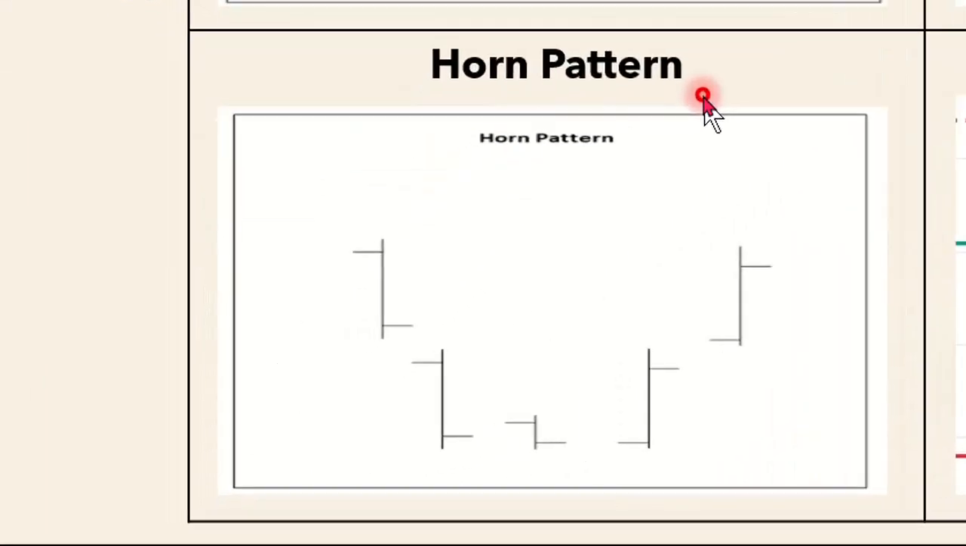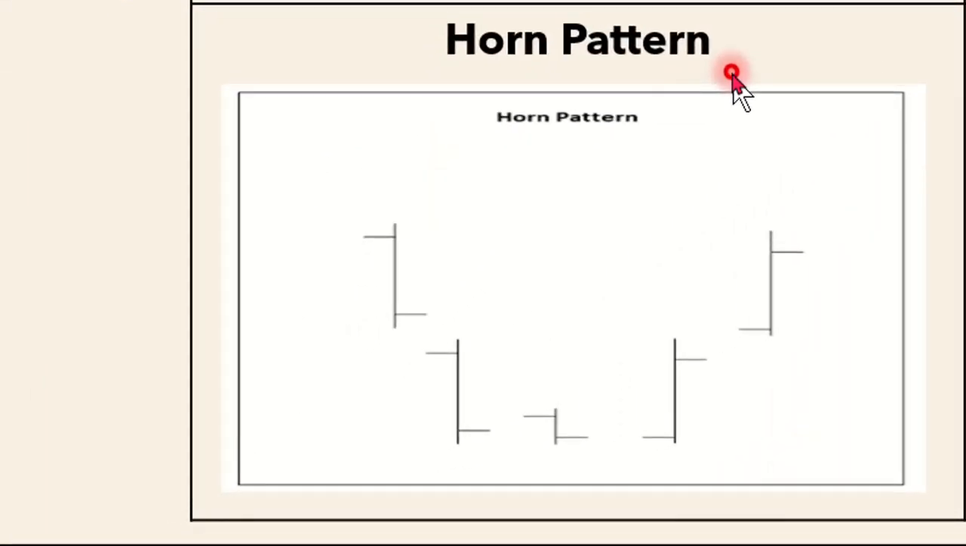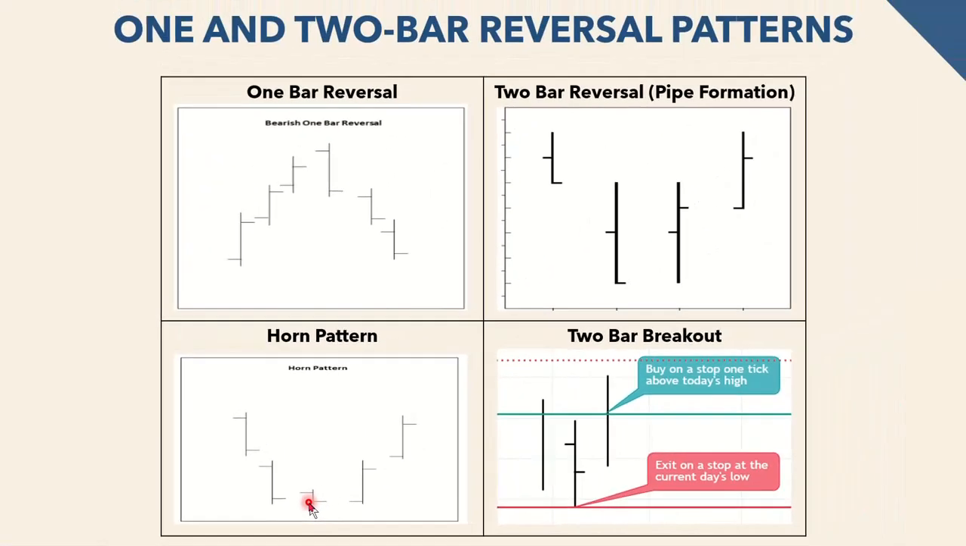Third one is the horn pattern. Similar to the 2 bar reversal. However, there is a small bar in between the 2 bars. This formation is more reliable with weekly bars and has the same characteristics as the pipe.